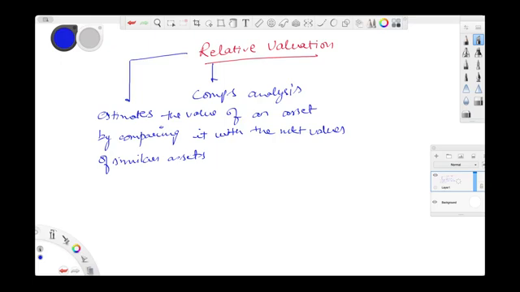So what is the core idea in this case? The core idea is basically that similar assets are priced similarly.